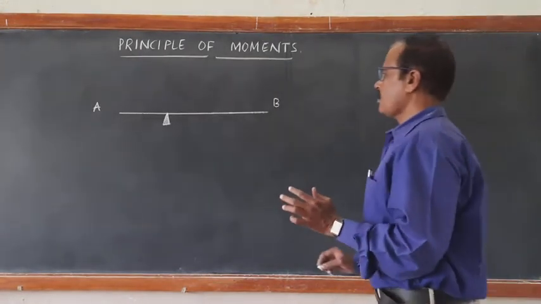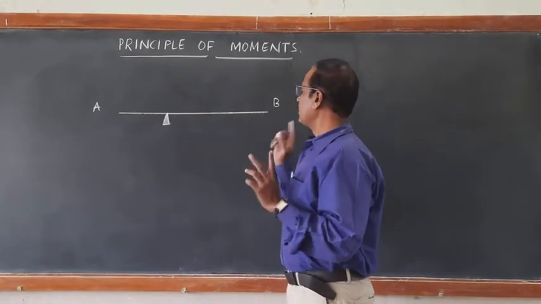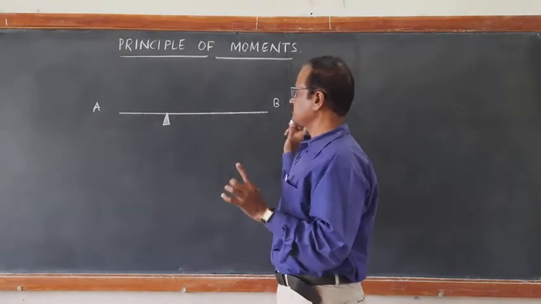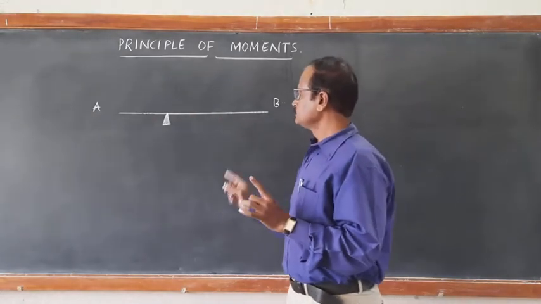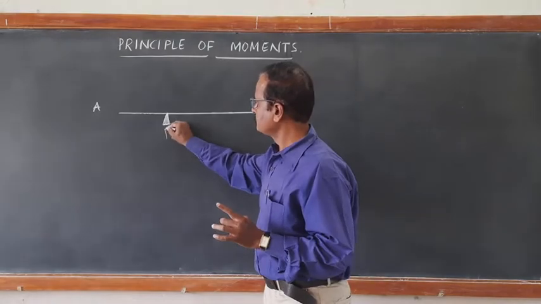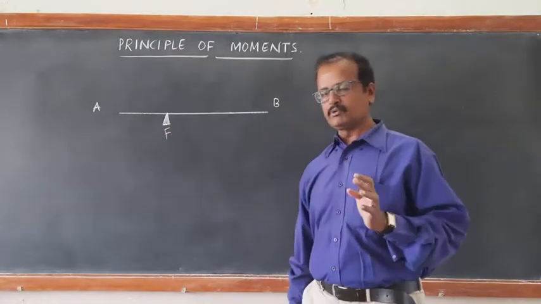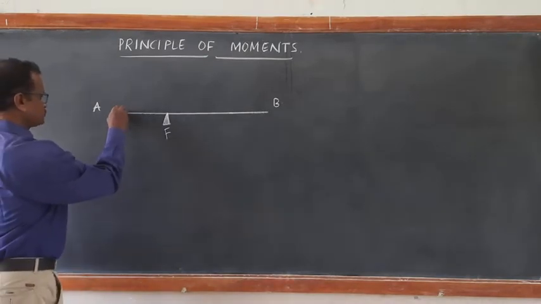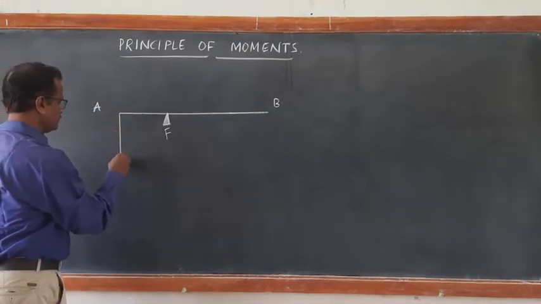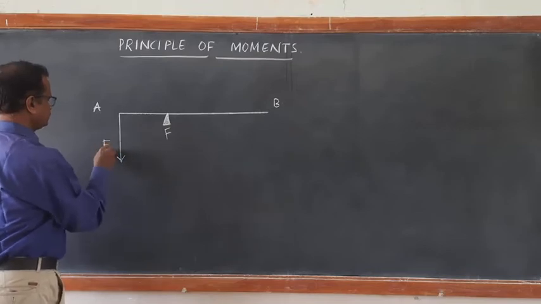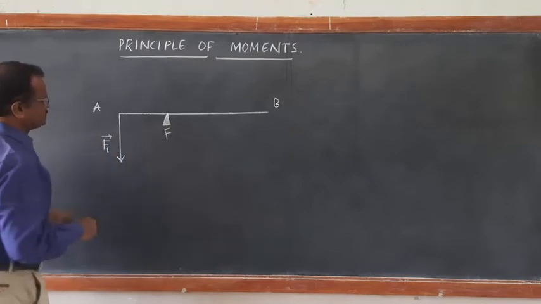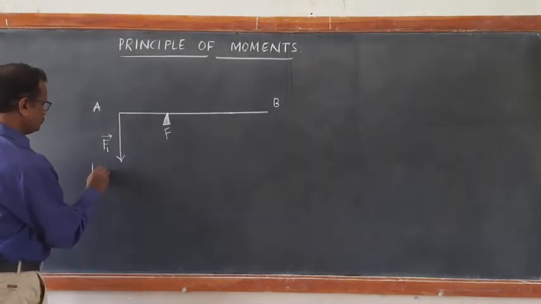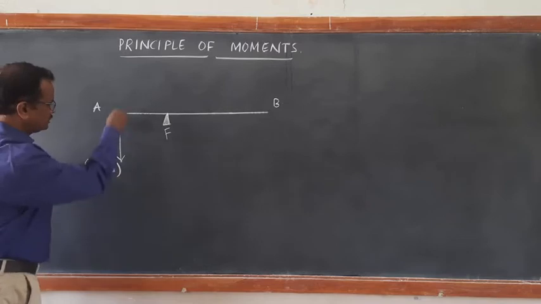Now let us consider there is a lever of length D. AB is the length of this lever, a long rod, and here is the position of the fulcrum. Suppose the load is taken at point A and the force due to the load is represented by F1. Let F1 represent the force due to the load. I can write here, load. The weight of the load is acting vertically downwards.